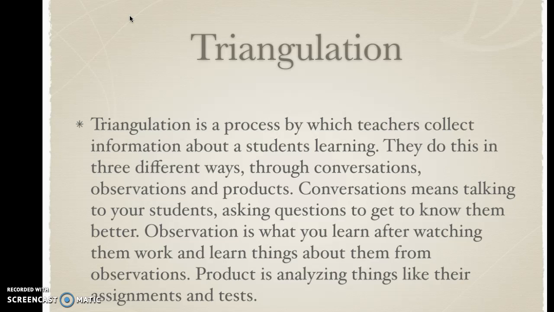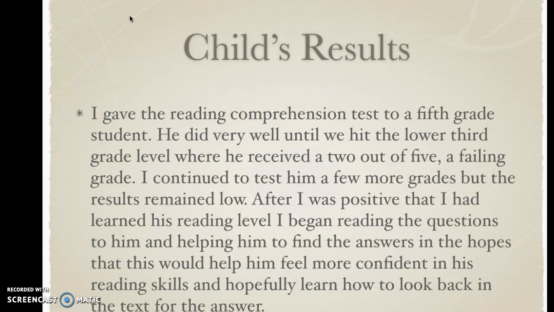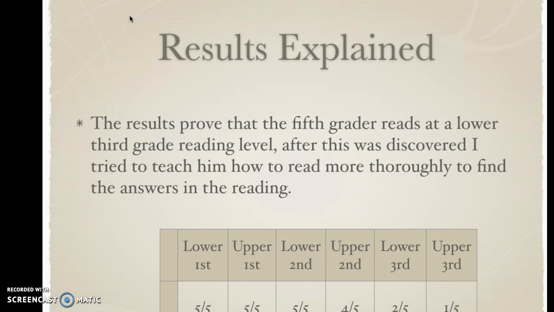An assignment. Comprehension. From the Bergans reading test. You hand the student the text to read out loud or in their head. You listen, ask questions, and listen to their answers. Even if a child fails a certain grade, test all of them. Child results. Comprehension test to a 5th grade student until we hit a lower grade level. After failing more grades, but the results were positive, I learned his reading limit and helped him answer in the hopes that he would feel more confident in how to look back at the text for the answer.